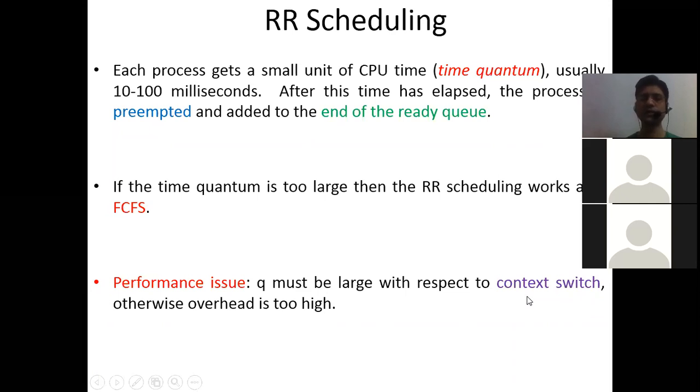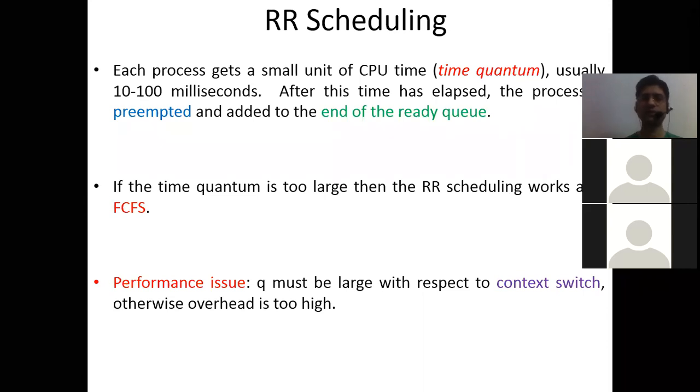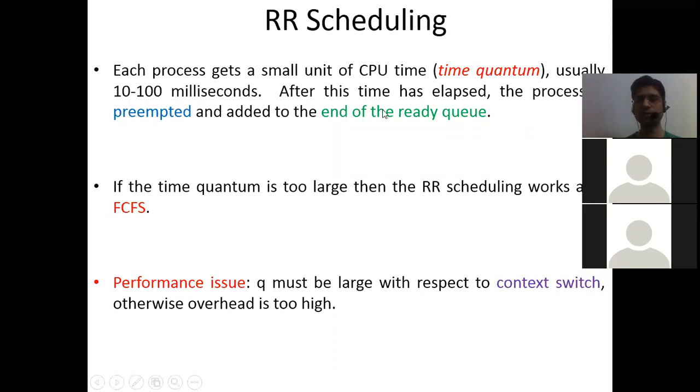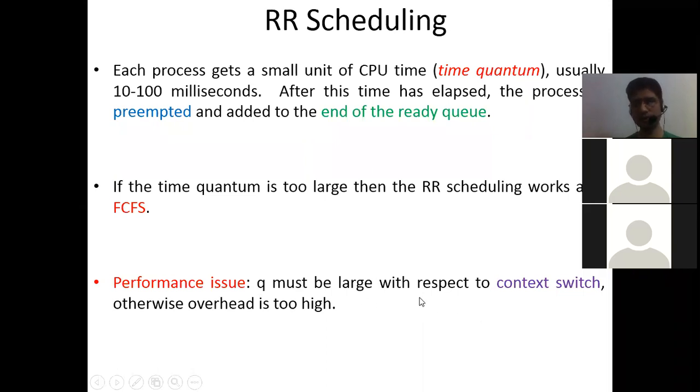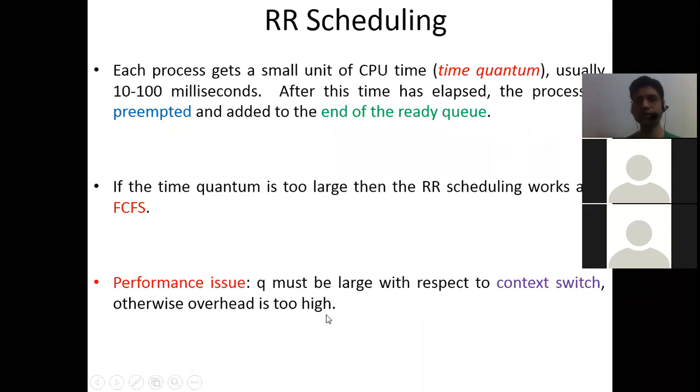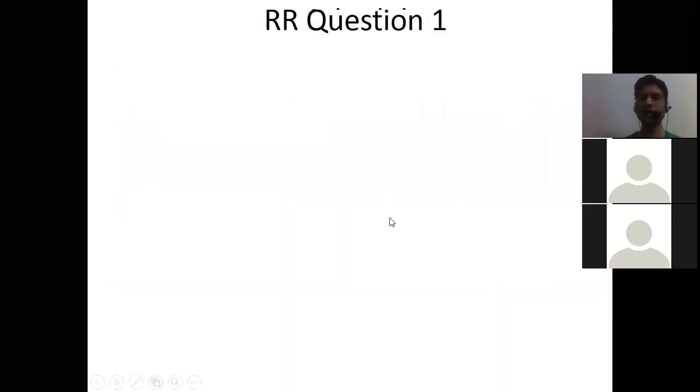What is a context switch? We have studied in previous classes that context switch is the time spent by the hardware to switch from one process to another process. And there is the dispatcher you have studied. What is the job of a dispatcher? The dispatcher picks up and stops a process and then starts a new process. So this is the job of a dispatcher. And the time quantum must be large with respect to the context switch, otherwise there will be a performance issue.